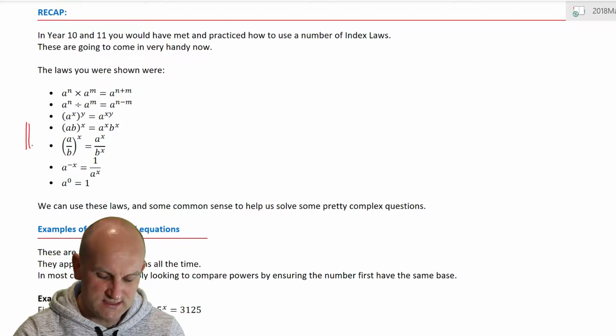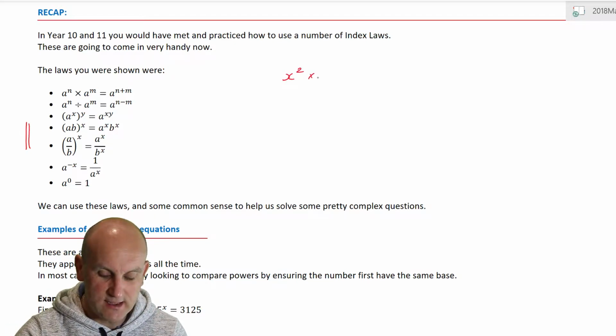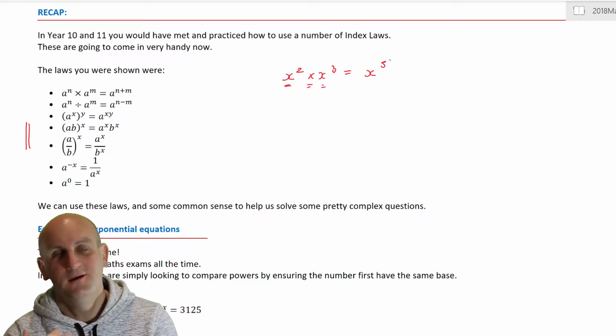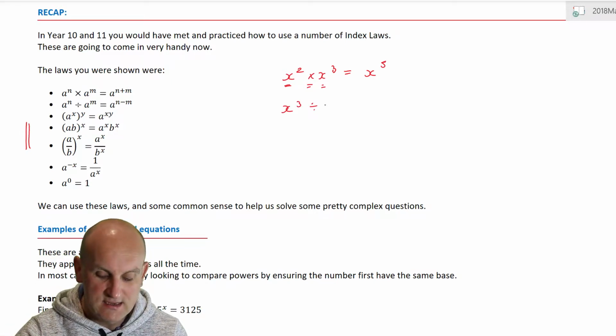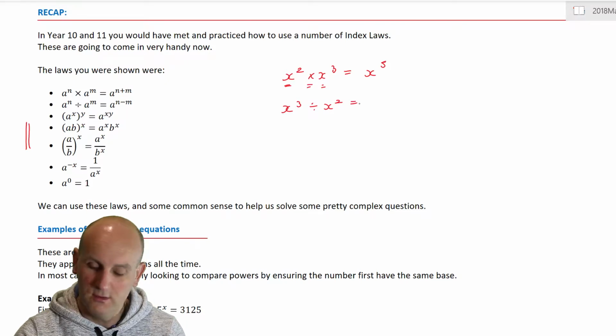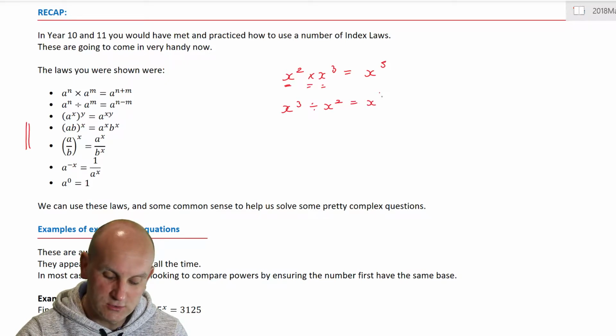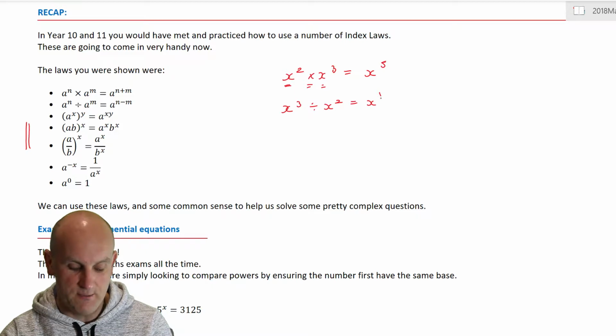These rules just mean something like, for example, if I had x squared times x cubed, because they're the same base being multiplied, then that becomes x to the power of 5. Why? Because you add the indices together. If I had x to the power of 3 divided by x to the power of 2, well, yes, we should shortcut. Remember that we subtract our powers.